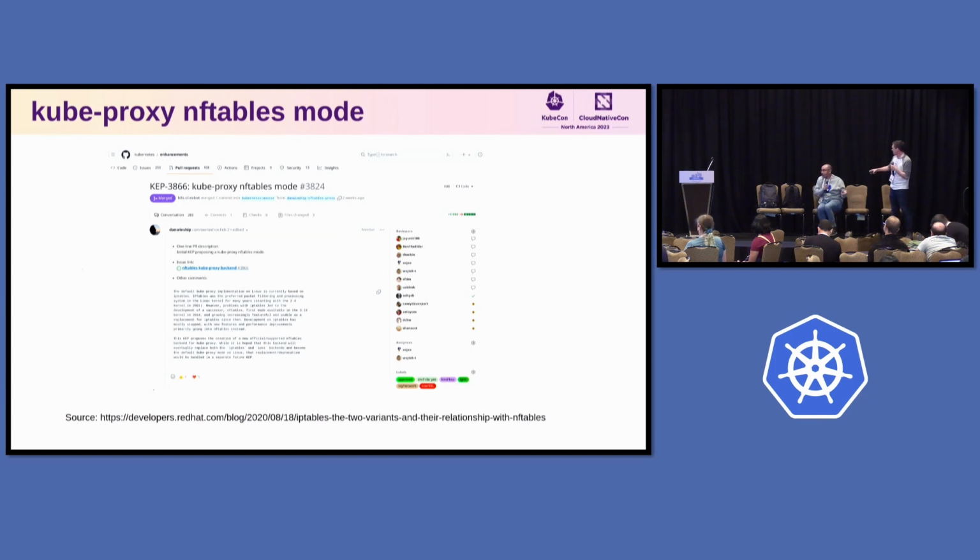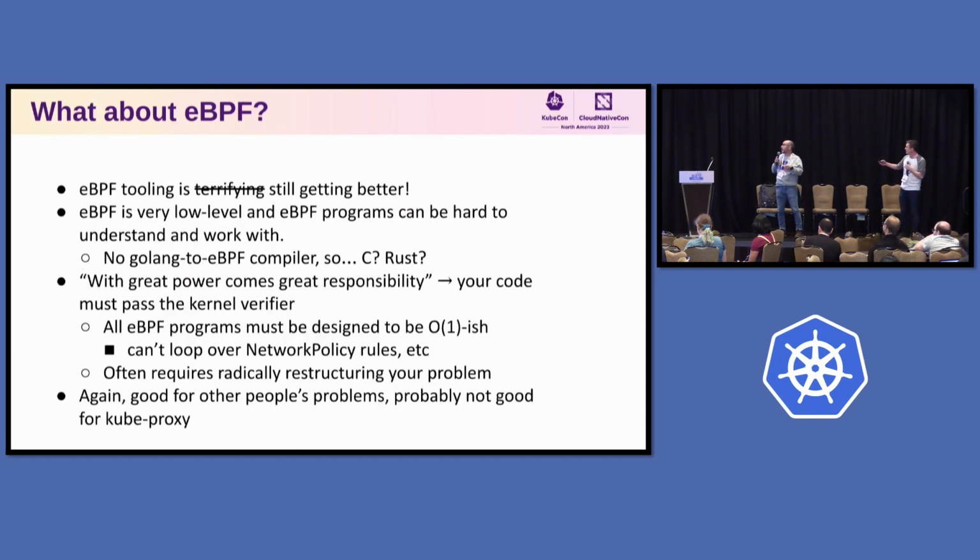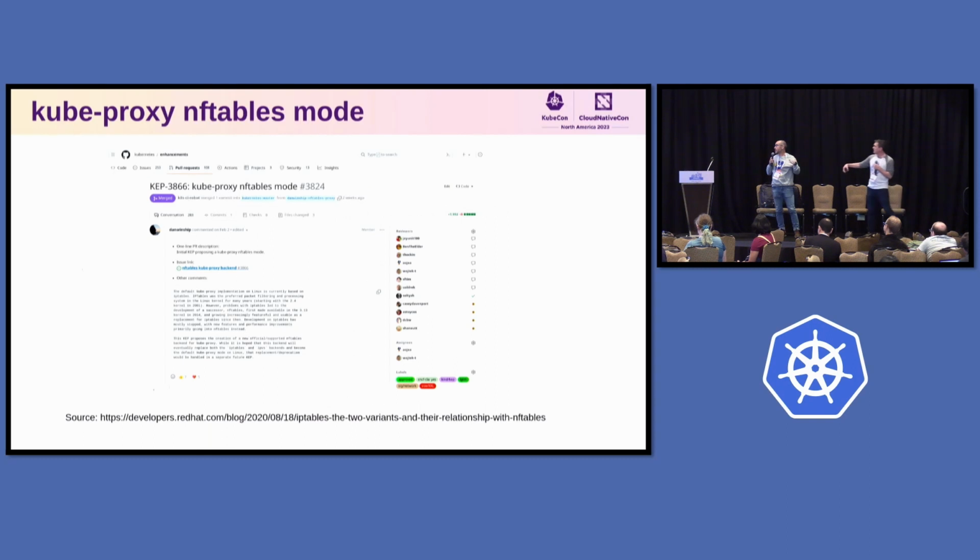So this is the KEP that Dan is leading, to move kube proxy to nftables. If you want to read more about this work, you just go to the KEP. The KEP is awesome. It's impressive. You need to read it. I printed it.